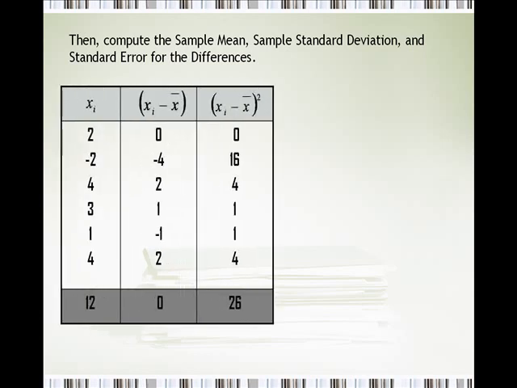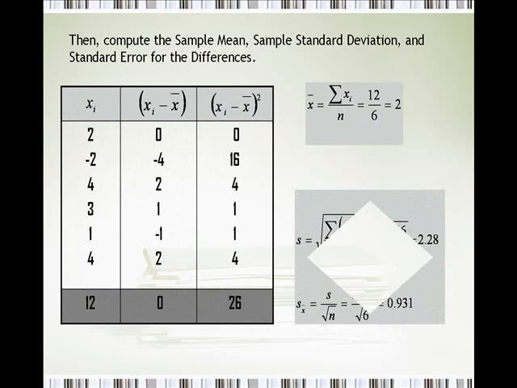Next, we'll compute the sample mean, sample standard deviation, and standard error based on those differences. So here's the data in our data table. Our sample mean is going to be the sum of the x's divided by n, or 12 divided by 6, which is 2. Then we get our deviations and our deviations squared, and we'll calculate the sample standard deviation. The sum of the squared deviations divided by n minus 1, that's 26 divided by 5, is 2.28. Then we'll get the standard error by dividing that standard deviation of 2.28 by the square root of the sample size, which is 6. We'll end up with 0.931.